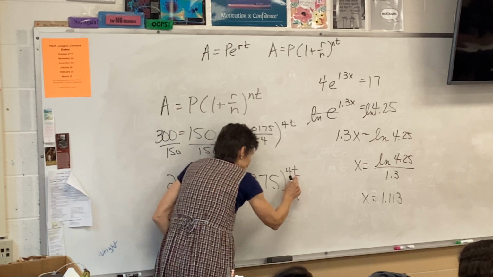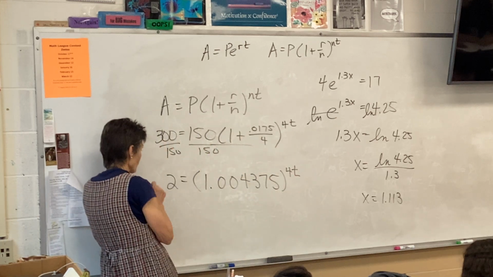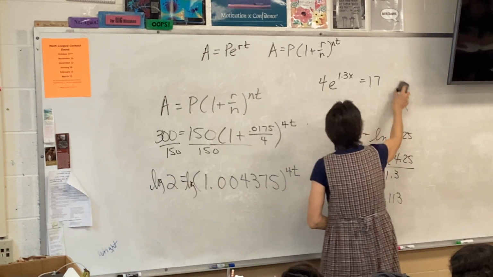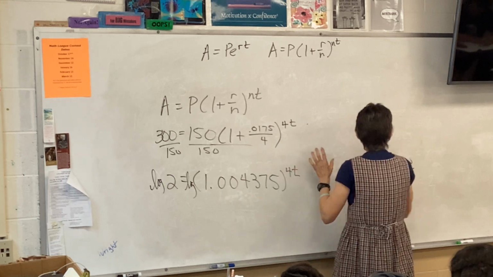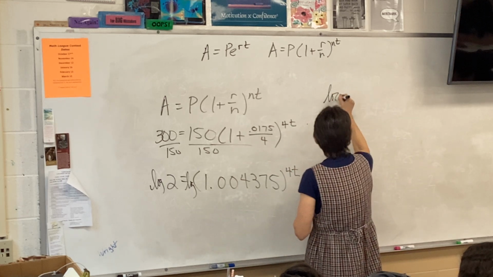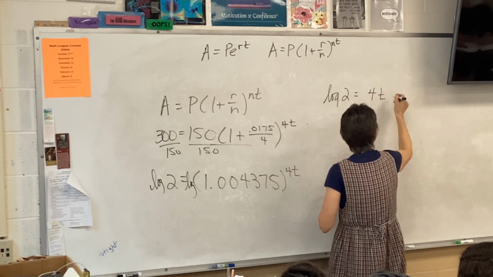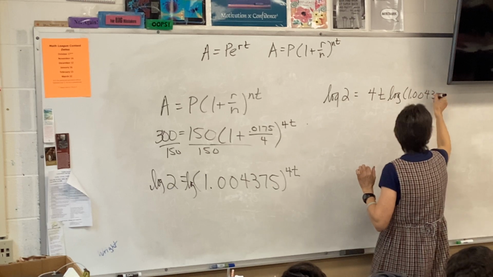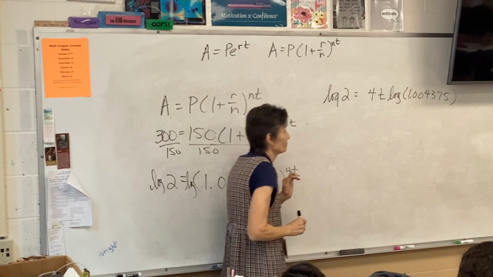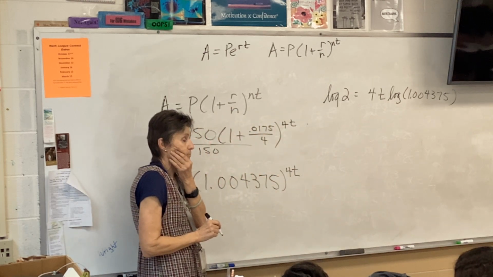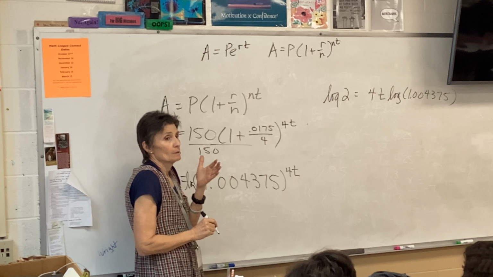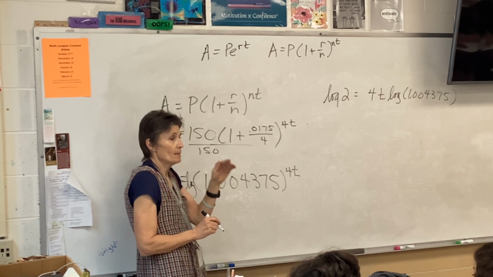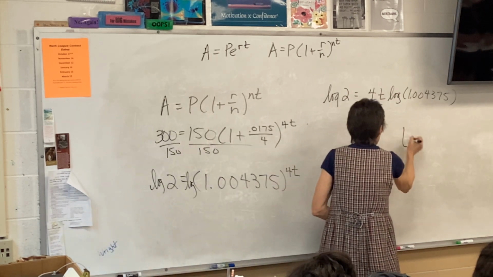Now, I need that t. So at this point, I'm going to log. Because when I log, that 4t, the whole 4t, comes out in front. So the log of 2 equals 4t log that. Now, stop letting yourself get all wrapped up in the mess. Stop. What do you need to do? You need to get t.